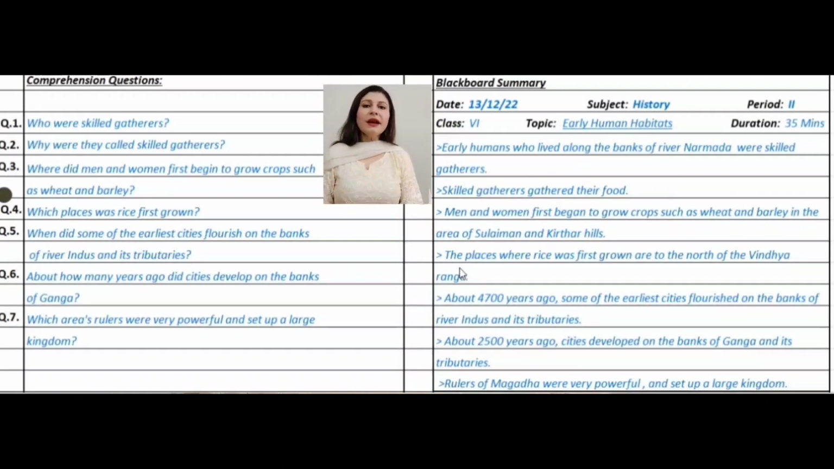Then you will ask fourth question, which places was rice first grown? Children will give the answer and you will write it on the blackboard. The places where rice was first grown are to the north of the Vindhya range.